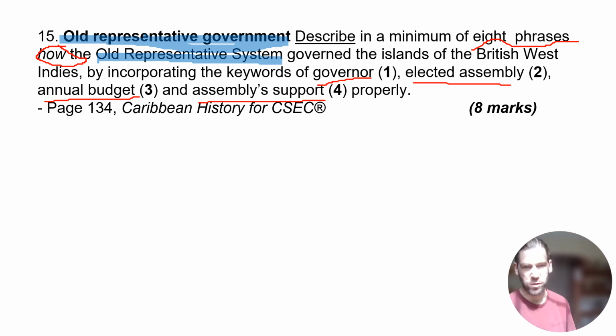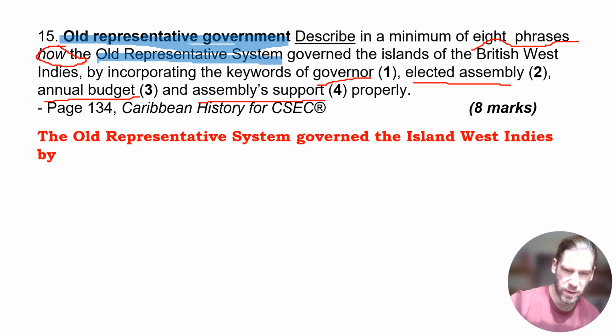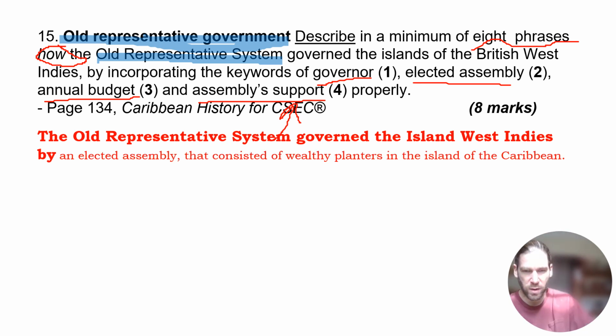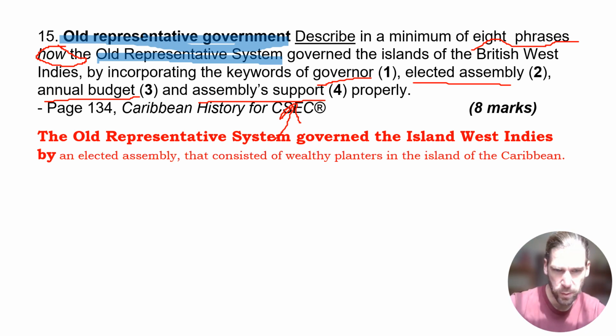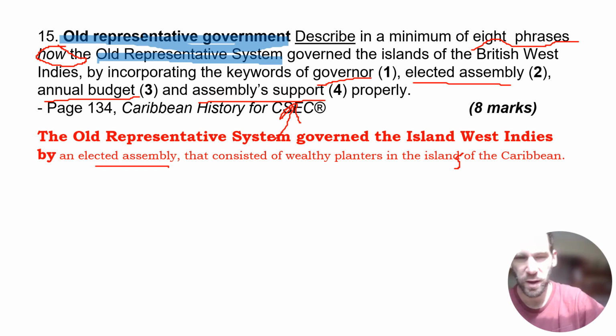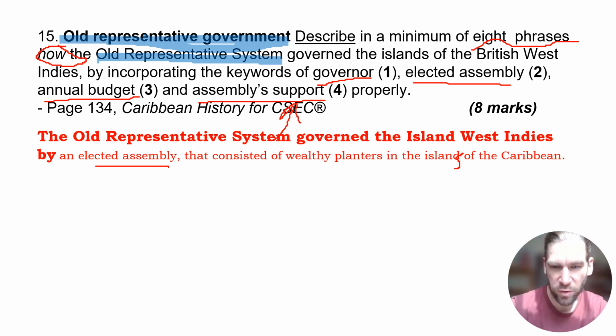Okay, let's look at the answer. First, referring back to the question: the old representative system governed the islands of the West Indies by an elected assembly that consisted of wealthy planters in the islands of the Caribbean. I missed an S here, I see. Then elected assembly. Yes, so one of the words I've done now.